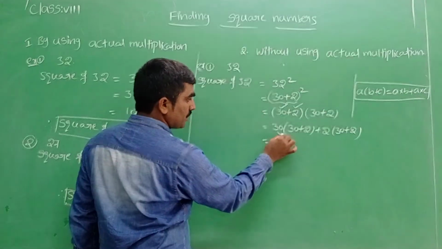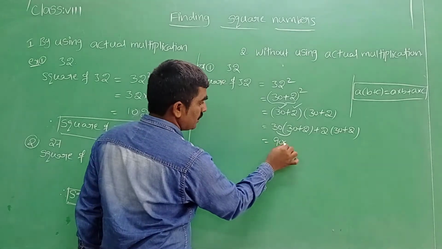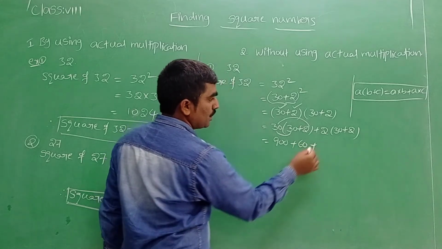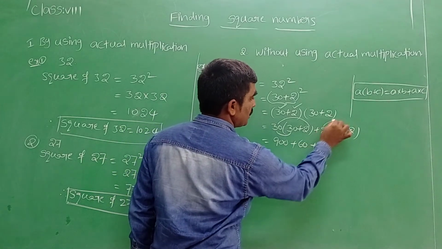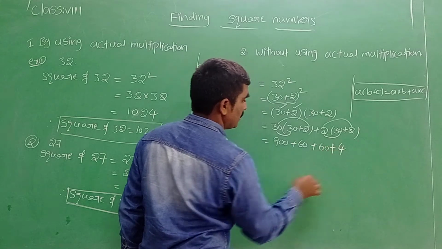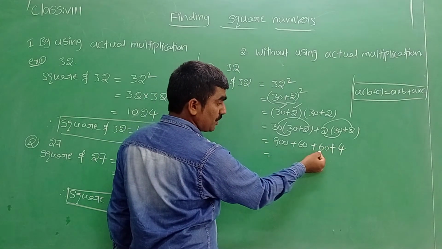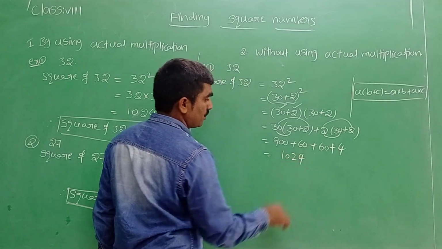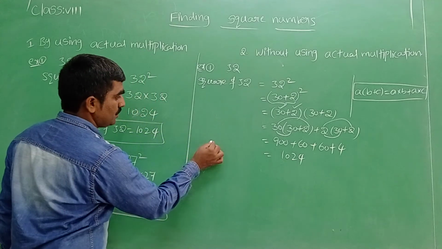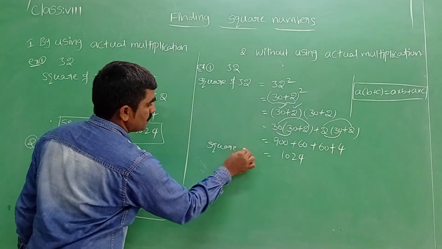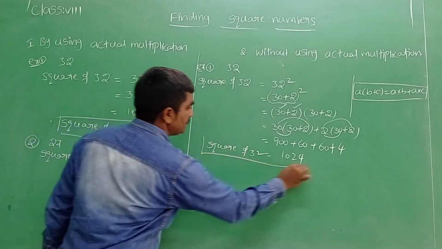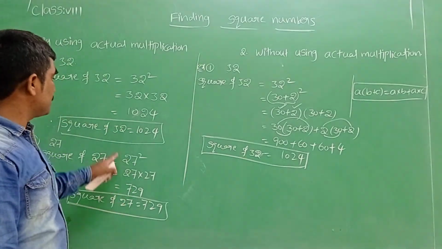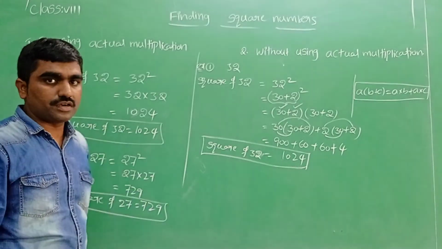Now let's multiply. 30 into 30 is 900, plus 30 into 2 is 60, plus 2 into 30 is 60, plus 2 into 2 is 4. Simplify this: 60 plus 60 is 120. 900 plus 120 is 1020. 1020 plus 4 is 1024. Now we can write the square of 32 is equal to how much? 1024. Even by using multiplication we got the same result.